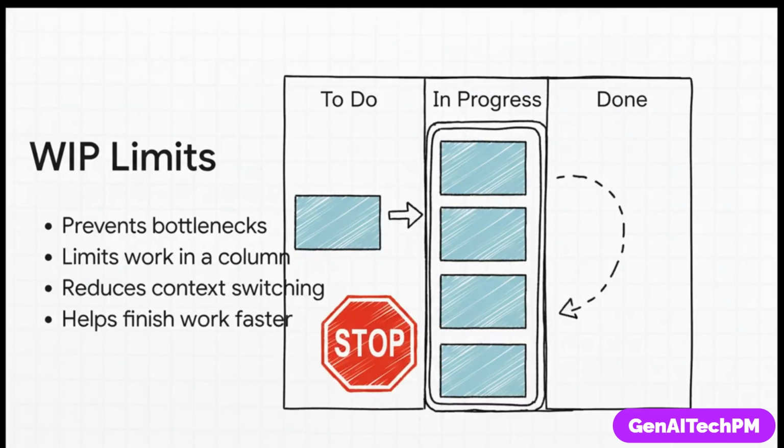Now, on these boards, one of the most powerful things you can do is set work in progress limits, or WIP limits. This simple rule forces the team to finish work before they start new things. It sounds basic, but as you can see here, it's a game changer. It stops that in progress column from becoming a parking lot, which cuts down on multitasking and shines a bright light on where your real process problems are.